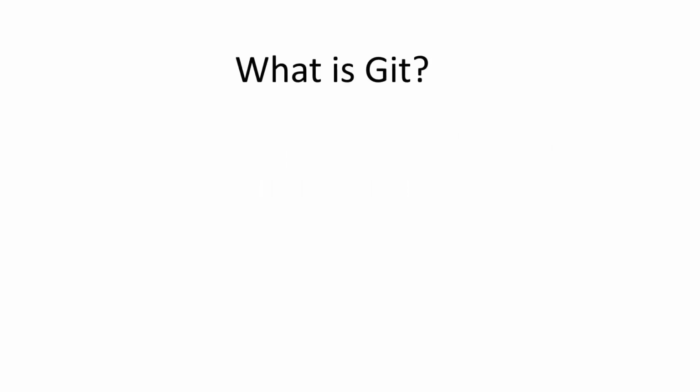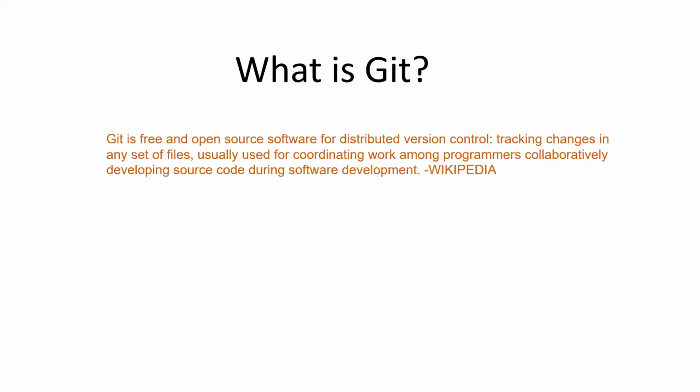What is Git? As Wikipedia goes, Git is a free and open source software for distributed version control, tracking changes in any set of files, usually associated for coordinating work among programmers collaboratively developing source code during software development. So basically, Git is a distributed version control which allows different programmers from all different remote locations to collaborate work.